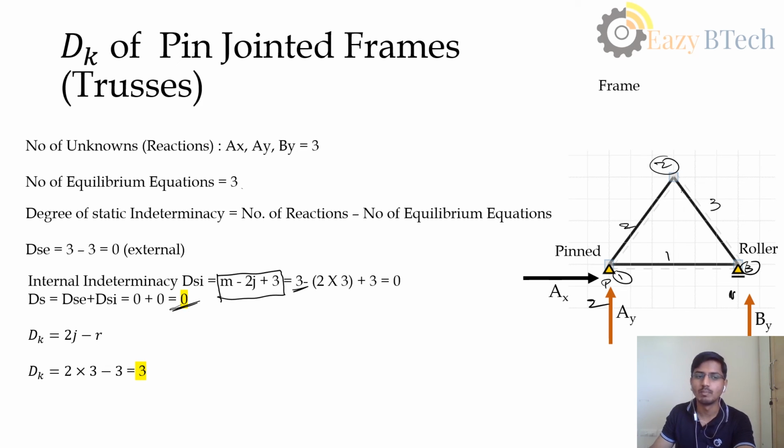The degree of static indeterminacy is the sum of external indeterminacy and internal indeterminacy, that is 0. For the truss, the degree of kinematic indeterminacy is simple. You just need to use the formula 2j minus r. In the pin jointed truss, we assume that we have only 2 ways of movement, that is the x direction and the y direction. The number of joints here is 3. 2j is 2 into 3, 6, and the number of reactions is 3. That gives me 3, so it is kinematically indeterminate.